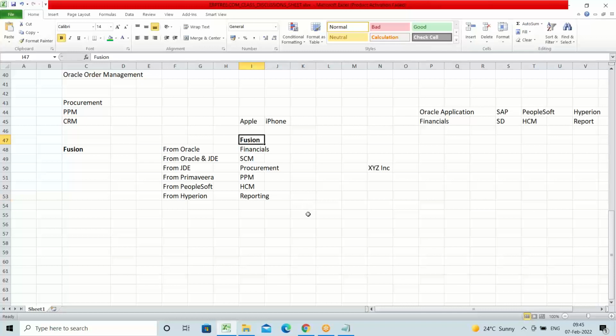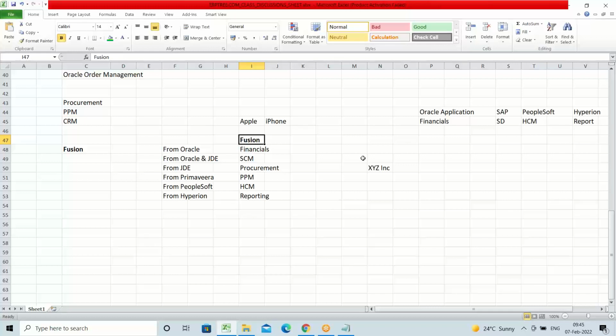This is the meaning of Fusion. Any questions on this, please? Any questions here? Right, okay, no questions. Yeah, I have a question. Please. My question is, how different is it to learn these applications independently, and how different is it to learn them as a part of Fusion? Yeah, good.